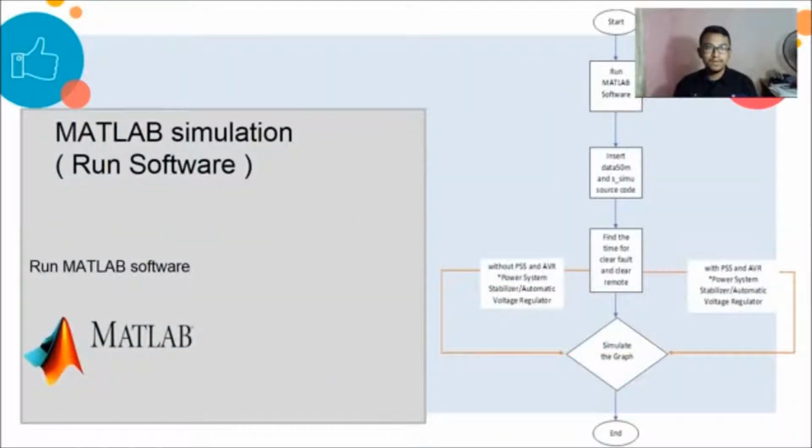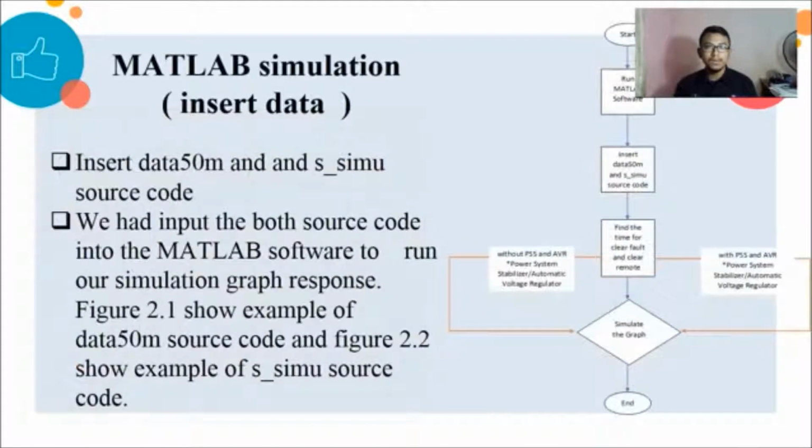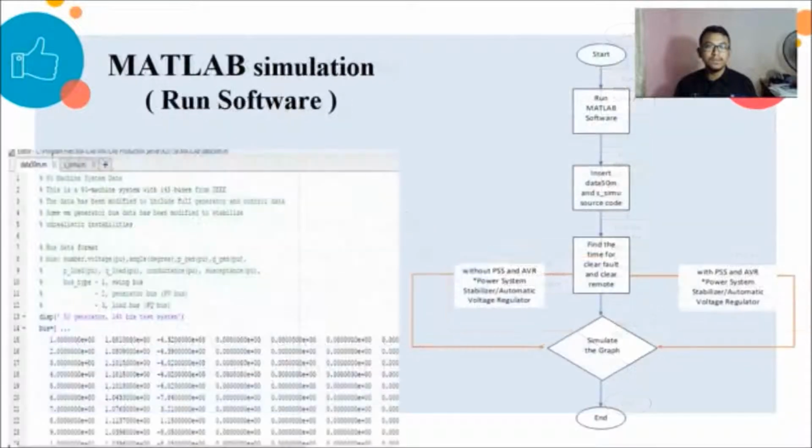Okay, for the first step, we will run the software for this project. The software that we use is MATLAB. After that, from the MATLAB software, we will insert the data. The data that we use is data 50M and the SCMU source code. In the next slide, I will show you an example of the data 50M and source code.